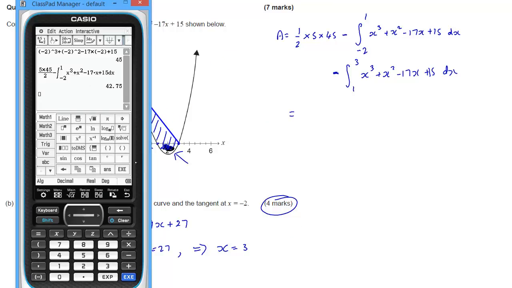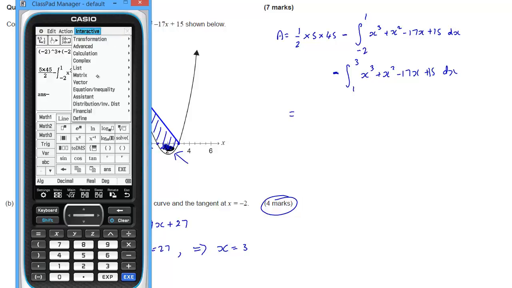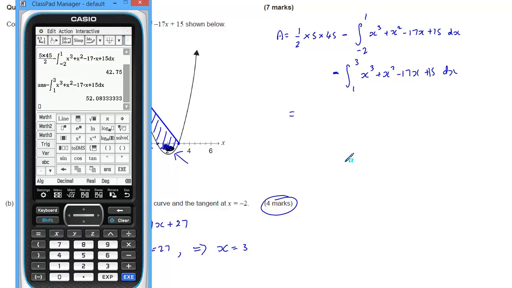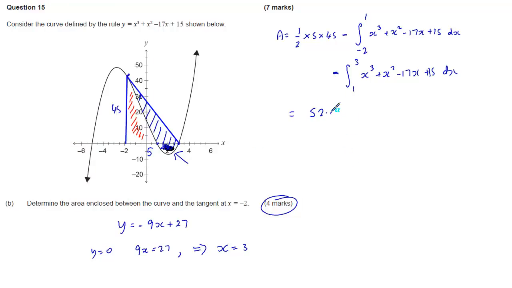So that's that bit, and then what we want to do is take away from that the integral, again definite integral, and we're going from 1 to 3, same expression, so that's going to be x cubed plus x squared minus 17x, add 15, and that's going to give me 52.083 square units.